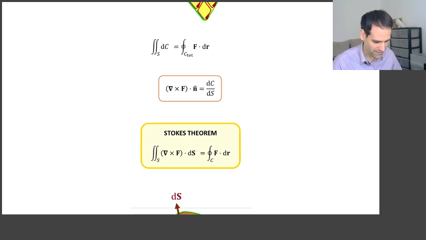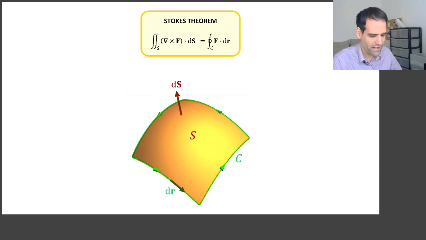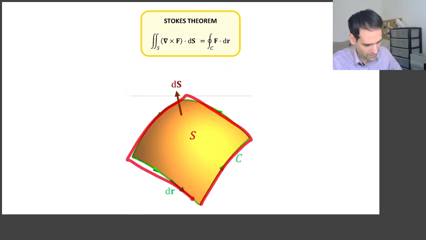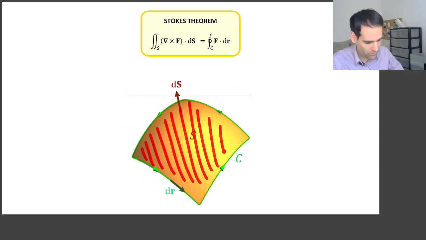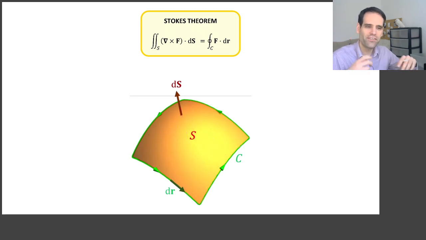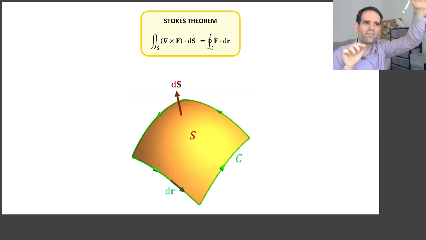Okay, that's amazing. So basically you are relating the circulation along a path on the outside with adding up the curl, the flux of the curl, throughout the entire surface. So you are relating the surface with the contour.